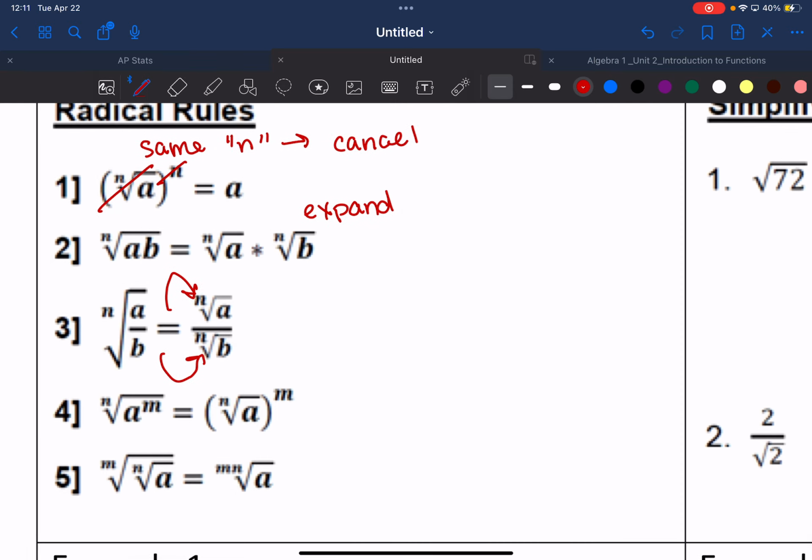Number 4 says if we have the nth root of a number that is being raised to an exponent m, I can take that exponent and put it on the outside.